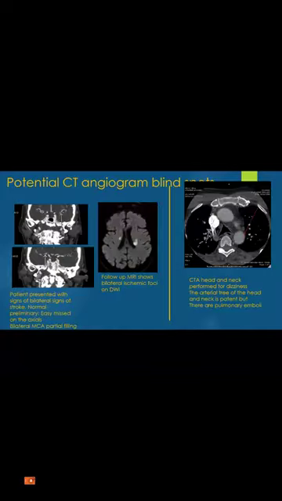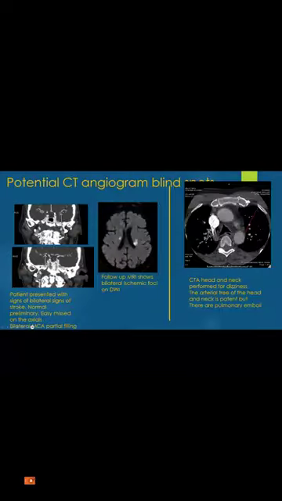Okay, potential angiogram blind spots again. In this case, as I mentioned before, the coronal can help in looking at the M1, M2 lesions. In this case, actually, the patient had filling defects in the left M1 and the right M1, bilateral at the same time.